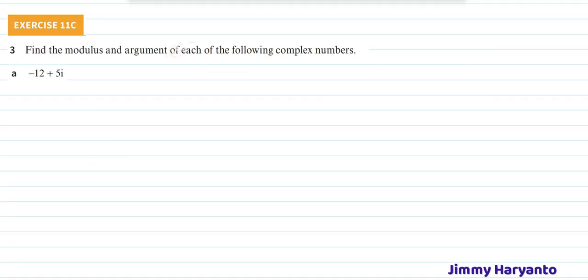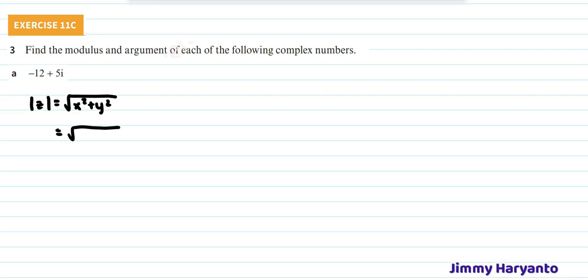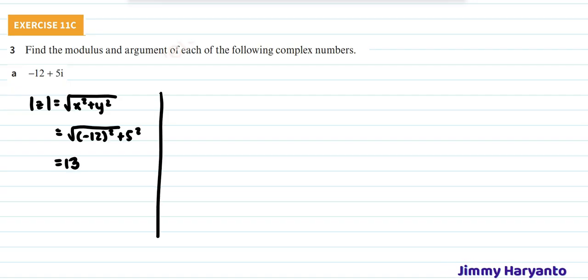Next is question 3. Find the modulus and argument of each of the following complex numbers. Okay, so for the modulus and argument, you have to find the modulus first. Modulus is the square root of x squared plus y squared. That means the square root of negative 12 squared plus 5 squared. So you will have 13 for the modulus.